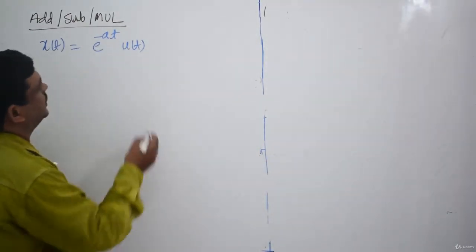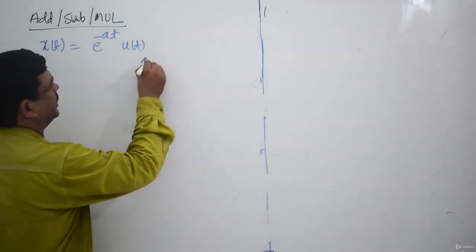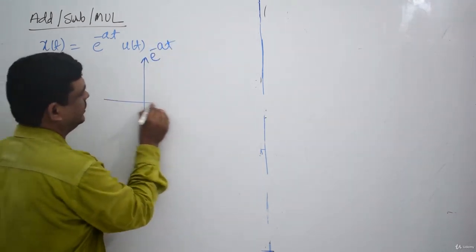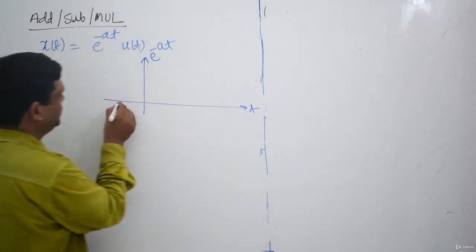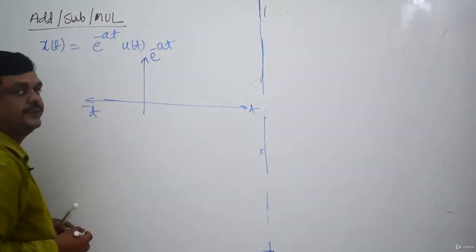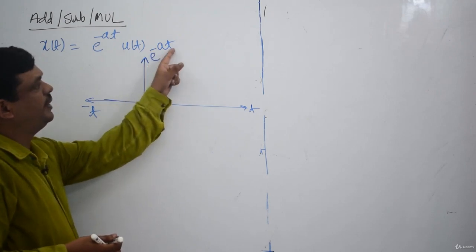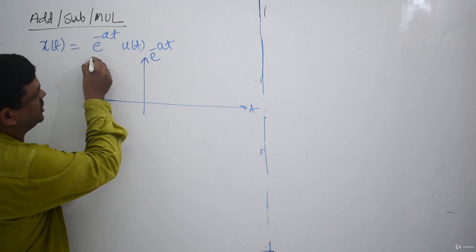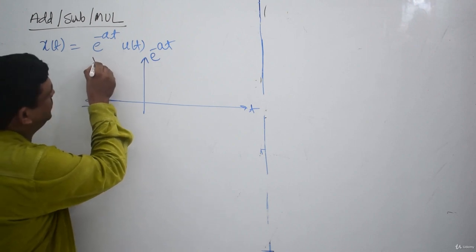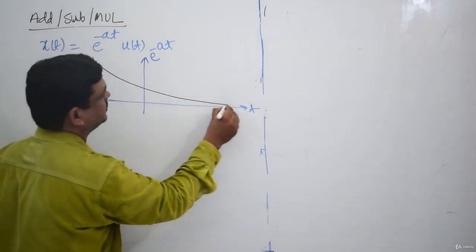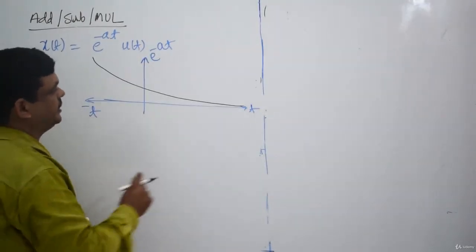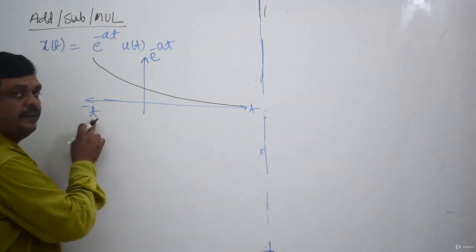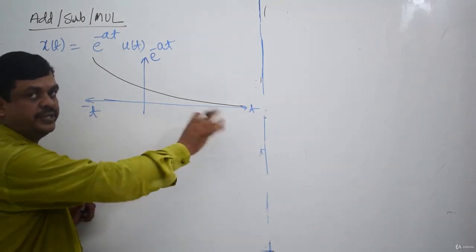Now the graphical representation of e to the power of minus at with respect to the time axis, this is the negative time axis. E to the power of minus at is an exponentially decaying function. That exponentially decaying function starts from infinity onwards. It's like this, e power minus at. So here I am substituting some values. In this time axis is changing from minus infinity to plus infinity.